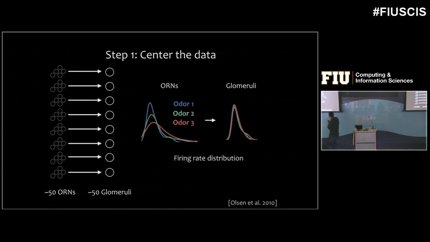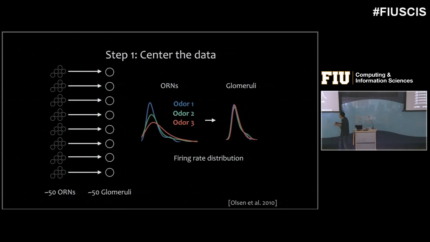So if I plot the firing rate distribution of the 50 neurons here, you'll get an exponential distribution, but the mean of that exponential is going to be dependent on the concentration of the odor. So the higher the concentration, the higher the mean. The lower the concentration, the lower the mean. As a result of this projection, this factor gets normalized out, so that if you plot the distribution of firing rates at the glomeruli, they all have an exponential distribution with the same mean.